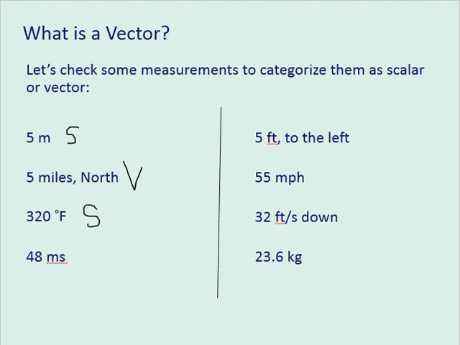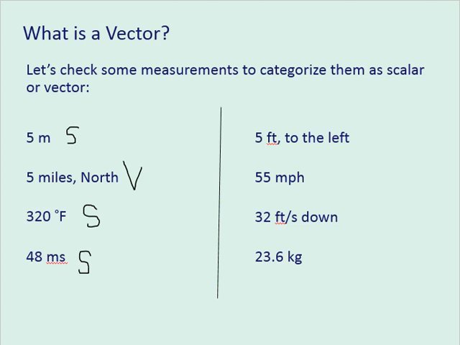Time. Time always clicks forward. We know the direction time moves, so we don't have to ever give a direction in time. Hopefully you recognize this 48 milliseconds as a time measurement, getting a little bit used to some of those prefixes. So these are scalars.